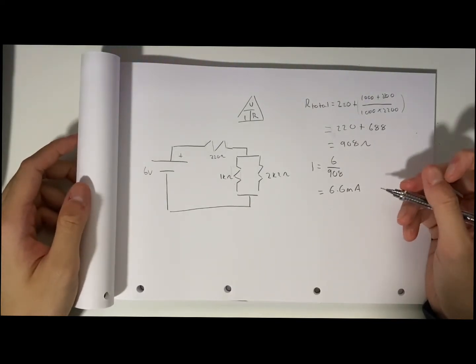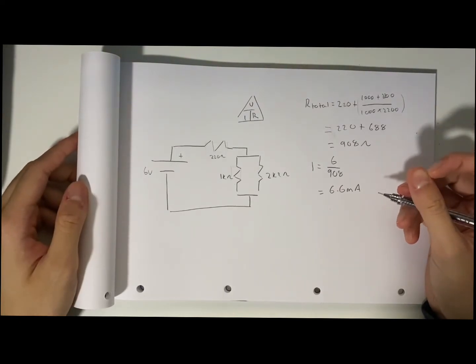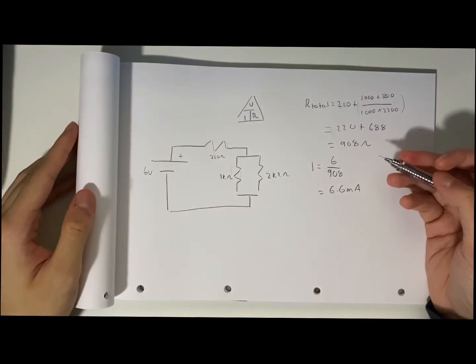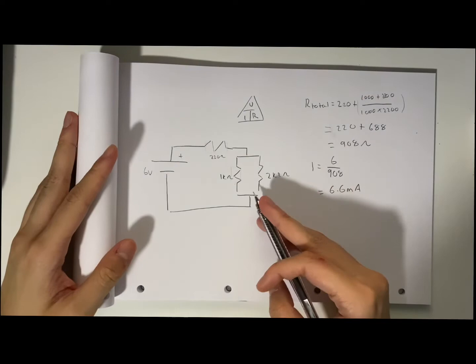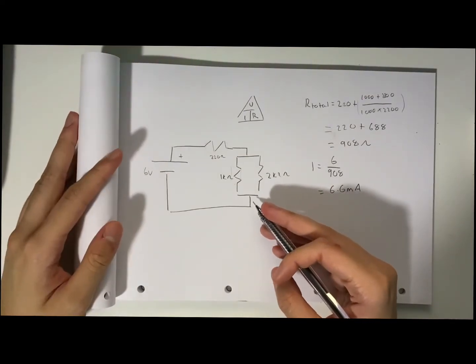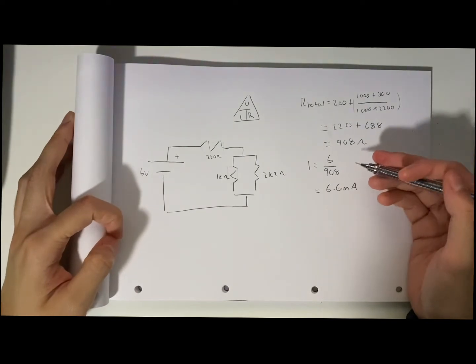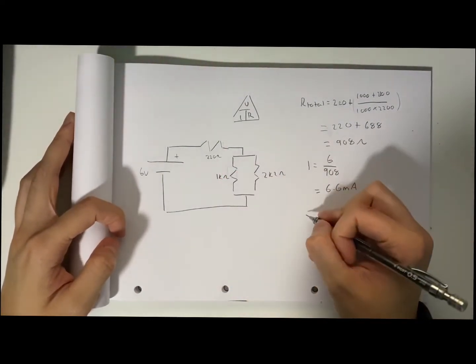Now we want to find the voltage drop across each resistor. When you make your circuits, you'll find there are voltage drops across each component, and you need to compensate for that. So just be wary, and we're going to do that to find the voltage drop across our resistors here.